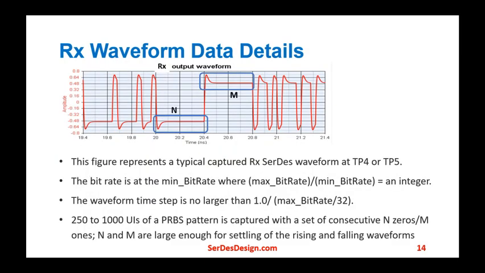Here are waveform details. This figure represents a typical captured receive SerDes waveform at TP4 or TP5. The bit rate is the minimum bit rate, where the maximum bit rate divided by the minimum bit rate is an integer. The waveform time step is no larger than 1 divided by the maximum bit rate, divided by 32. 250 to 1000 UIs of a PRBS pattern is captured. Within it, there must be a set of consecutive N 0s and M 1s, where M and N are large enough to allow for settling of the rising and falling waveforms.